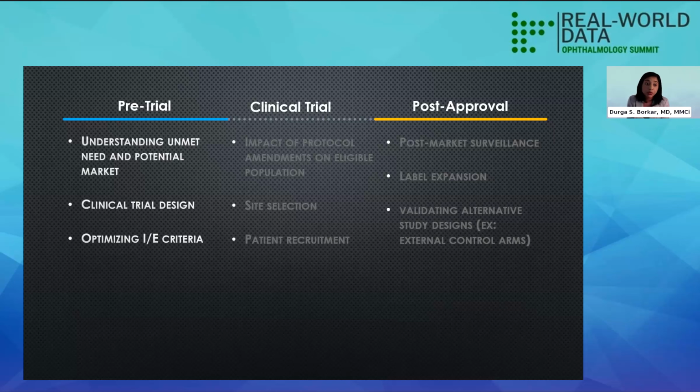So when we think about pre-trial, real-world data can really help us understand unmet need. And we'll see that in some of the geographic atrophy talks we have later this morning. They can also help us understand what the potential market is for a therapy before we even go ahead with clinical development. They can help with clinical trial design. And importantly, they can optimize IE criteria.